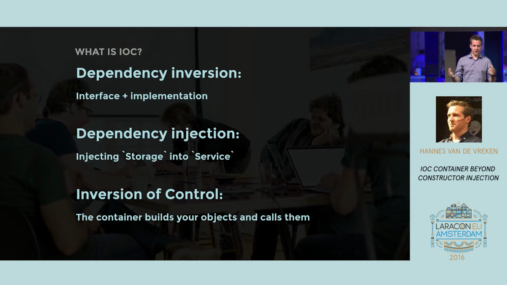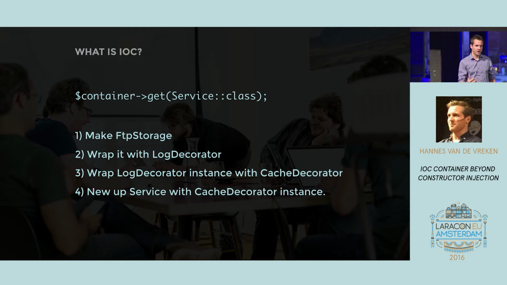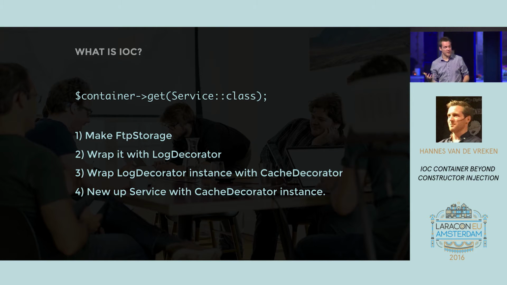Inversion of control is very similar to dependency injection, and it works together. So inversion of control is saying, you don't need to new up all these instances. We'll give them to you using dependency injection. So those two work together. So the inversion of control container is a container that you can use to new up a service class. So you say container get service class. In Laravel, this is app make service class. What this method does for you is it makes an FTP storage class. It wraps it with a log decorator and a cache decorator.